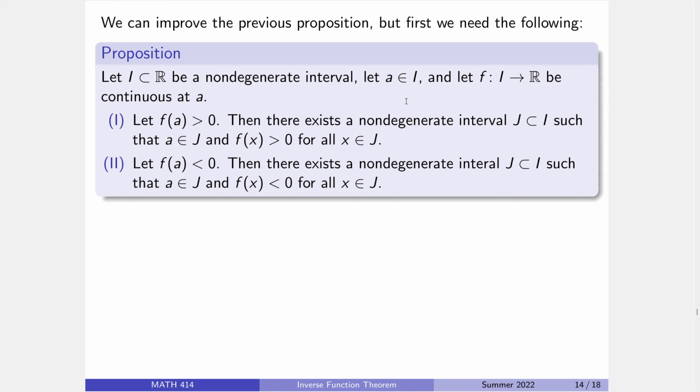All right. So let's say I have a non-degenerate interval I, a point a living in there, and a function f that's continuous only at that point. If f of a is positive, then within the interval I can find another non-degenerate interval J that contains a, and f is strictly positive for every element inside there. No, f is not continuous everywhere. It's continuous at a single point. Then I can guarantee that there are points nearby that are all strictly positive. Ooh, that's kind of neat.